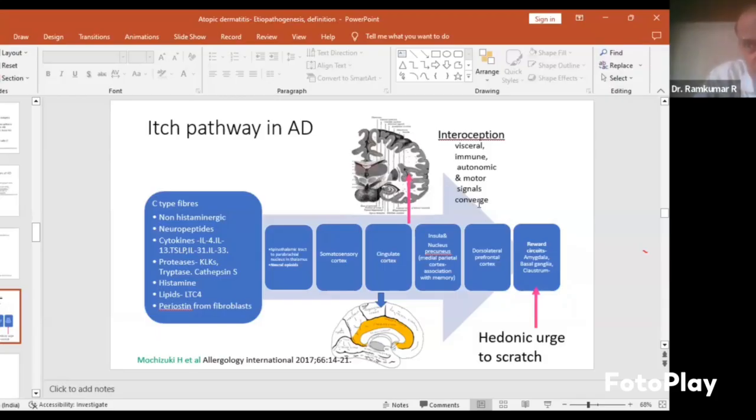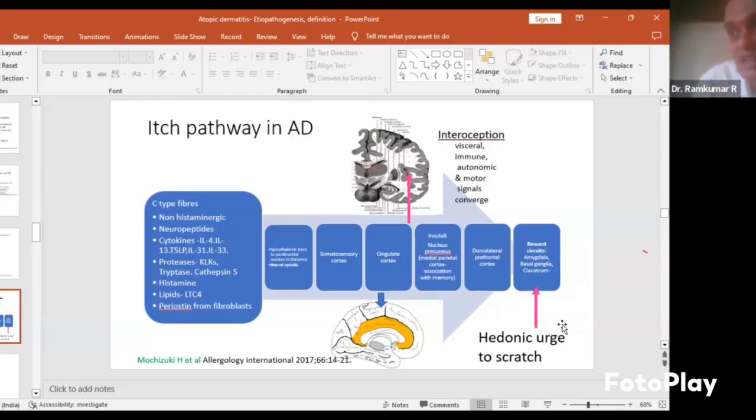So the atopic dermatitis itch travels to the insula, and finally it goes to the dorsolateral prefrontal cortex, where aversion or acceptance is decided. Once it is an aversive stimulus, then our body looks for some way to make it pleasant. That is why you have this hedonic urge to scratch. In a normal person, if there is no itch and they scratch the skin, they will get pain. They will have an unpleasant feeling.